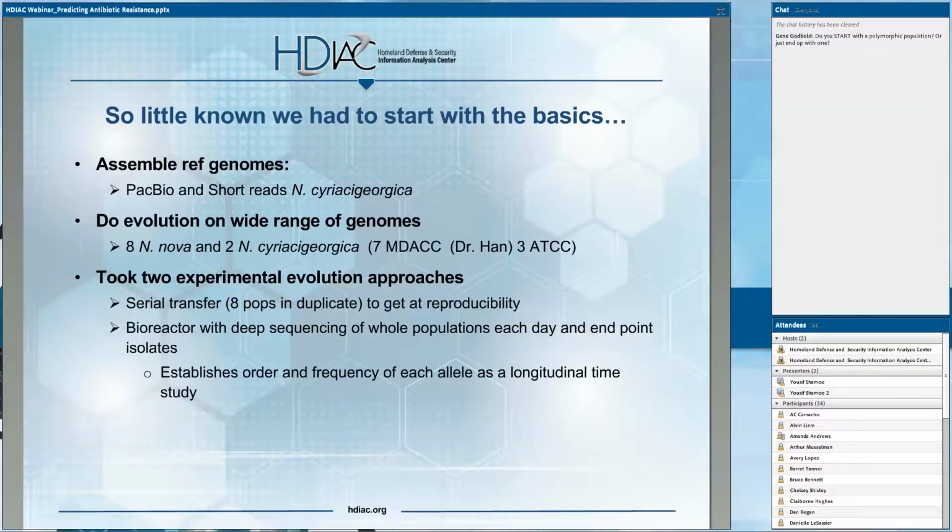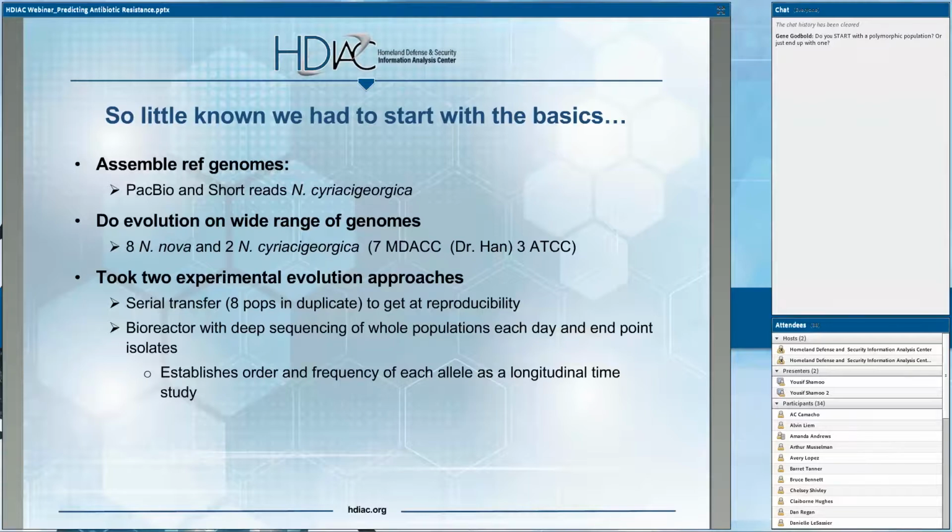Now, when you're working with a new organism for the first time, and there wasn't that much known about Nocardia, there's some very nice early papers out, but not much in terms of the genomics. The first thing we had to do is assemble a genome using long and short reads for a reference organism. And then because we didn't have a very good understanding of the diversity of the genomes of these organisms, we actually did evolution experiments on 10 different strains of Nocardia, 7 of which were isolated from patients at MD Anderson Cancer Center over here in Houston.